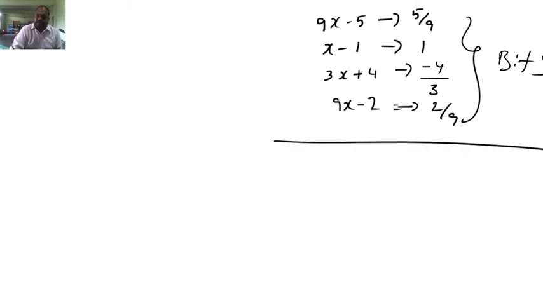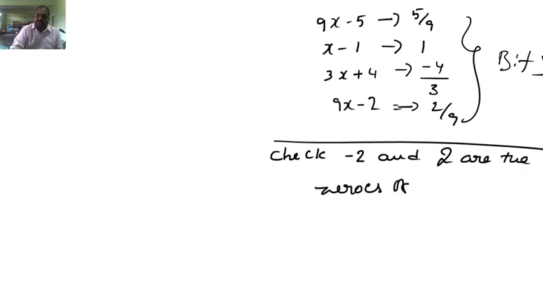Next, check whether minus 2 and 2 are the zeros of the polynomial p of x is equal to x power 4 minus 16. So check whether these two are the zeros of this equation or not. It's also a very important question.